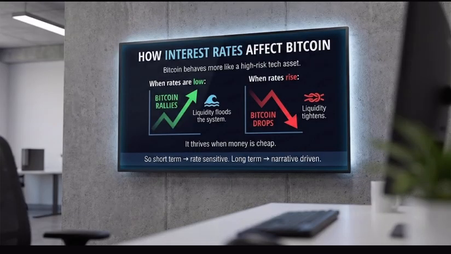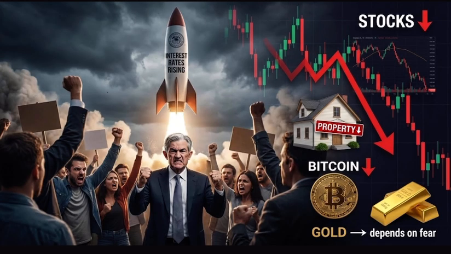Bitcoin is highly sensitive to liquidity. It thrives when money is cheap. There's even been situations where people have borrowed money to put into Bitcoin. Now, over the long term, many people argue that Bitcoin benefits from currency debasement, inflation fears, and loss of trust in the fiat system.